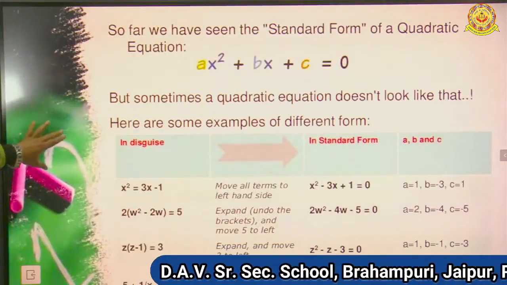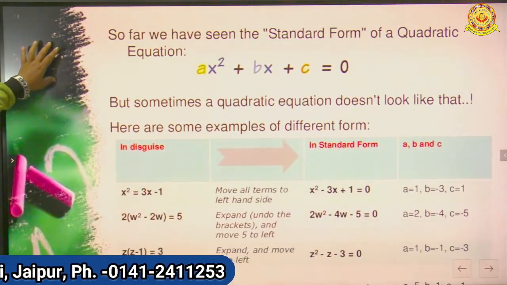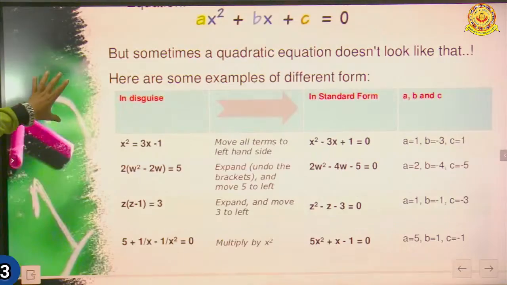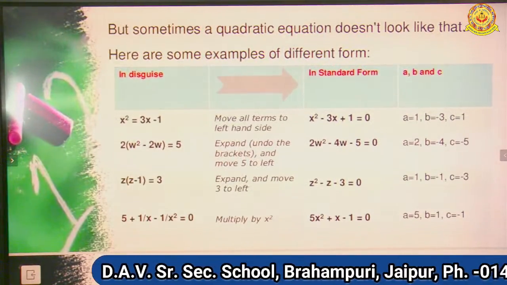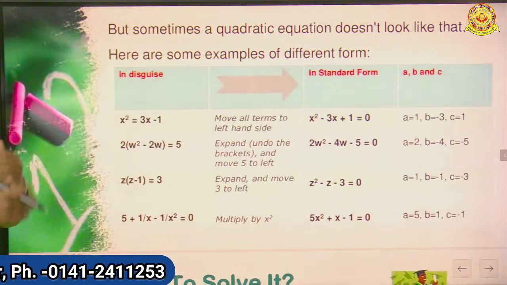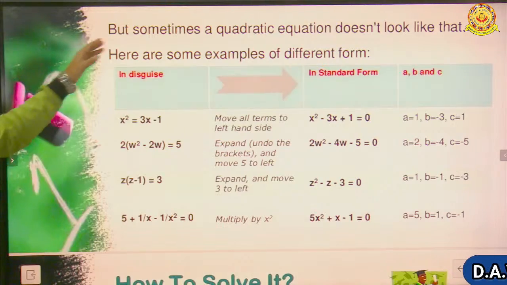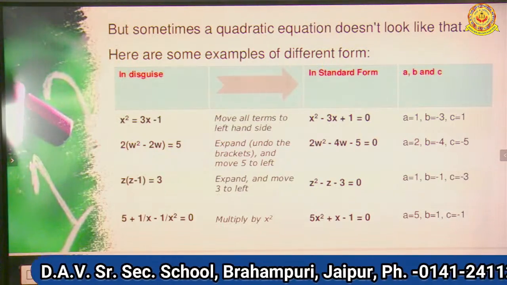Now these are some hidden quadratic equations. Why are they hidden? Because they are not simplified in the form of ax square plus bx plus c. They are not arranged in a proper order. So what we have to do is transpose everything to one side of the equation. Sometimes a quadratic equation does not look like that. Here are some examples of different forms.